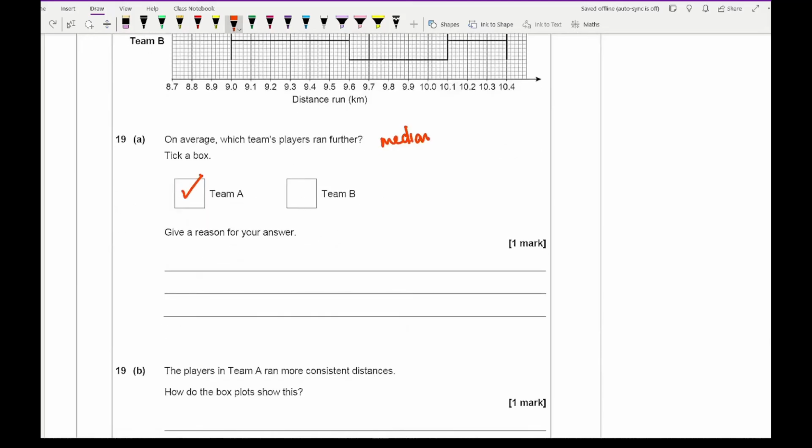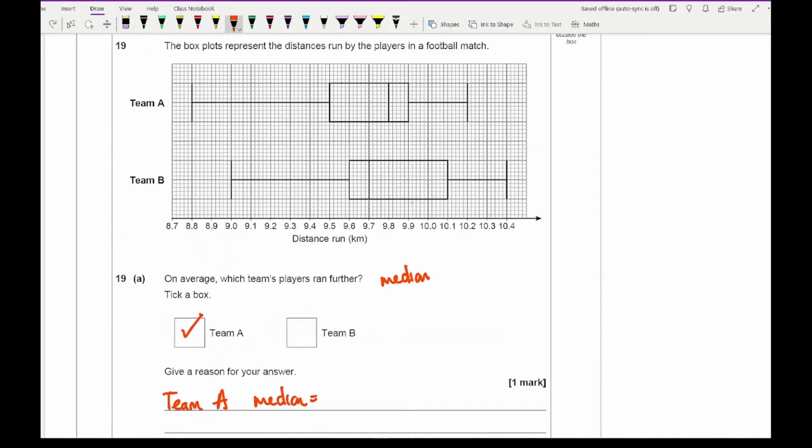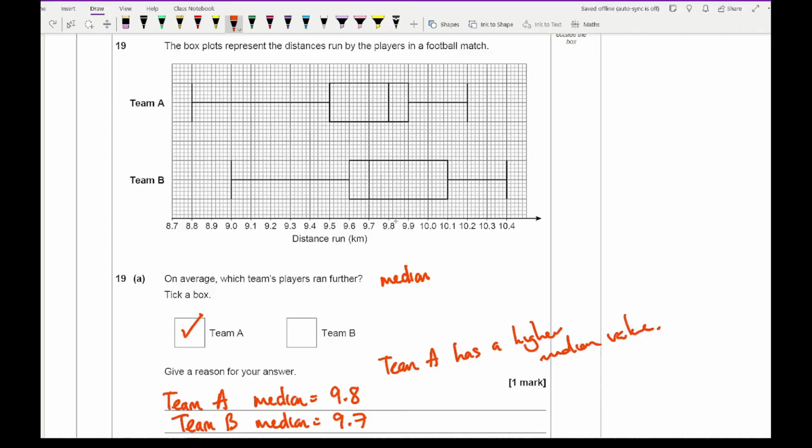And our reason for this is because team A's median, well, let's actually start by writing what I'm saying. So team A, the median is equal to 9.8, and team B has got a median of 9.7. So you can either show it by this, or you can just basically say that team A has a higher median value. So something along those lines would be absolutely fine.